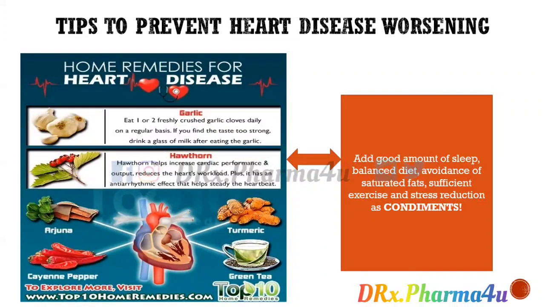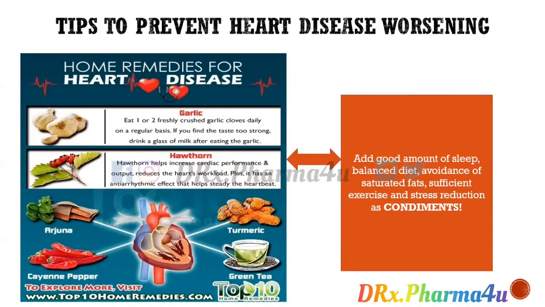Then we have Arjuna, which is an Ayurvedic supplement, we have cayenne pepper, we have turmeric and green tea. Green tea is excellent. I always tell that green tea, although the taste is not that good, but please don't take green tea with sugar. If you're taking green tea with sugar, then you don't get any benefits ever. You take green tea with honey or maybe stevia, which is a natural sweetening agent. So that is good.